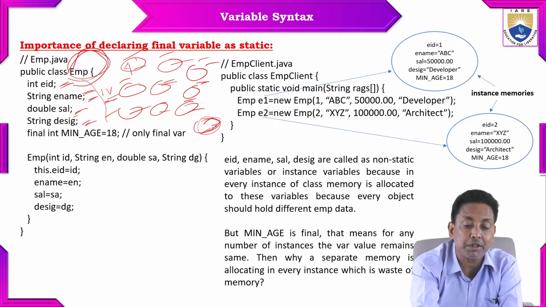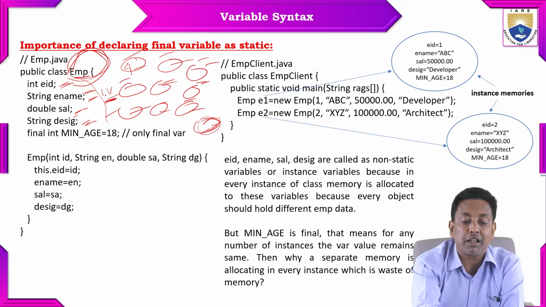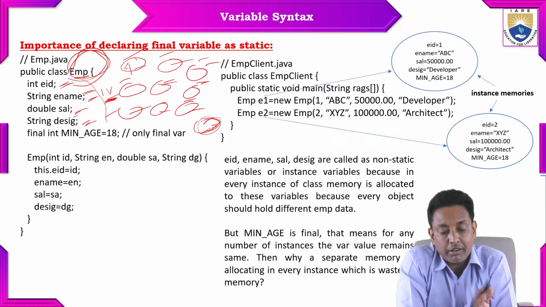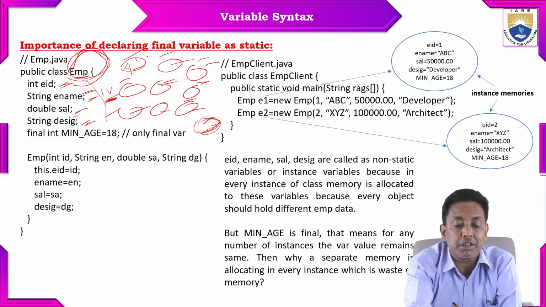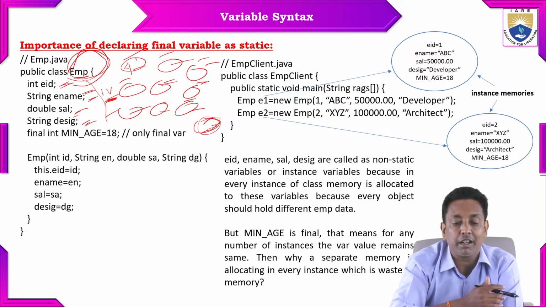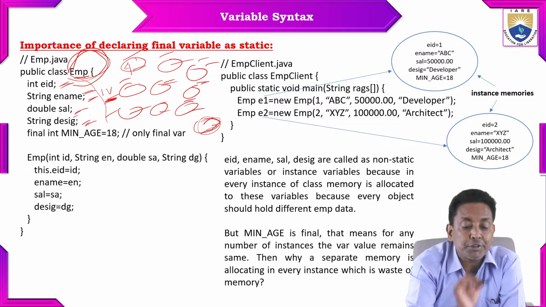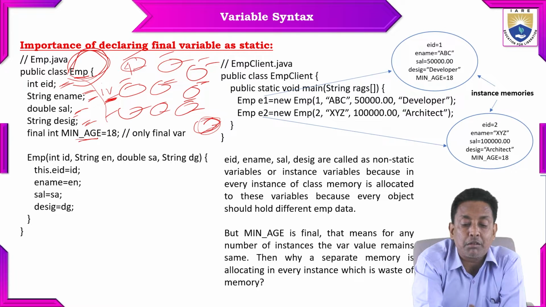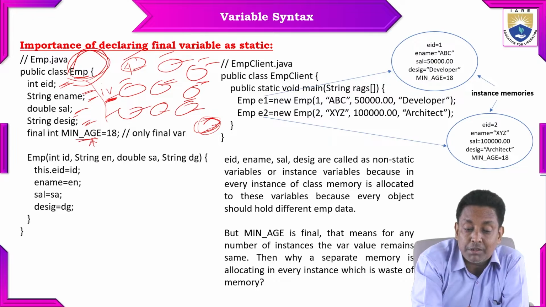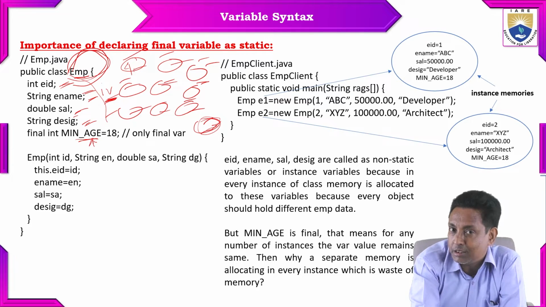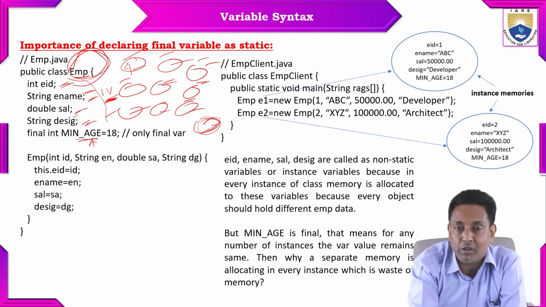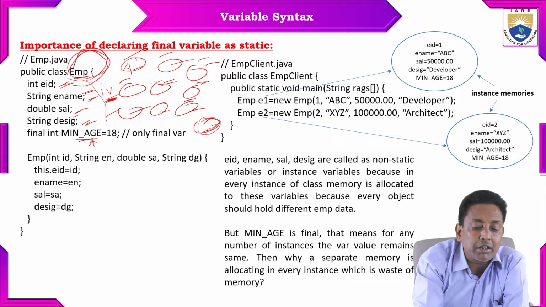Instance variables means as many instances of the class are created, in that many instances, memory will be allocated to these variables. So in one object, one employee's data. Along with these four variables, I declared one more variable called min_age equal to 18. The minimum age to get employment in a company is that the employee should be minimum 18. Then only we will take him into employment. Otherwise, we don't. So min_age is 18.